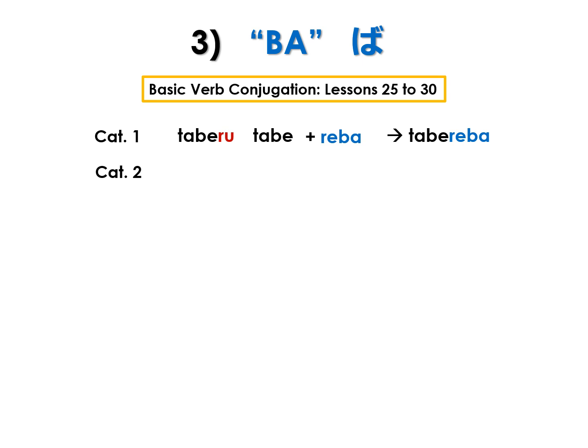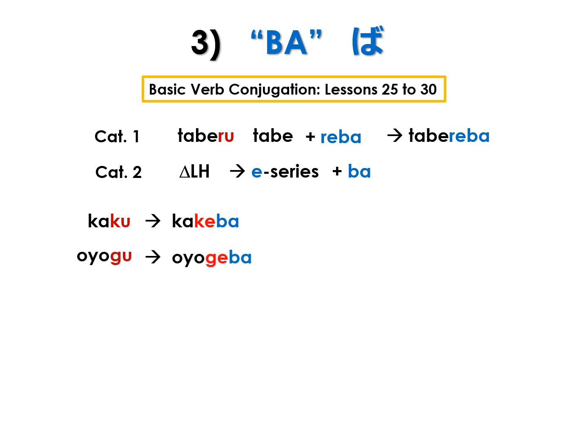If you have a category 2 verb, the last hiragana of its dictionary form changes to the e series, and then you add ba. There are 9 kinds of endings, and I'll illustrate each one with a verb. Just pay attention to the endings. Kaku to write becomes kakeba. Oyogu to swim becomes oyogeba. Hanasu to speak becomes hanaseba.